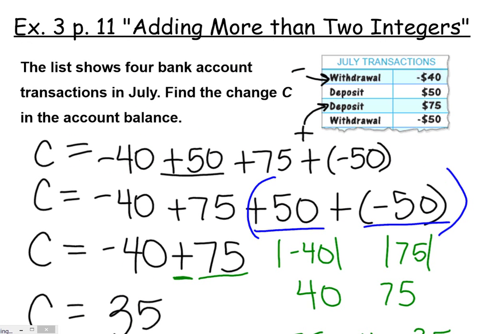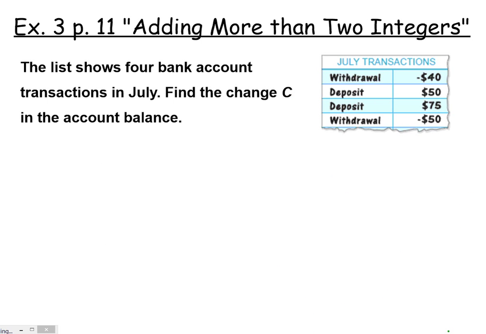Now in example 3, I have already worked it out. Let me undo this and let's start fresh. Example 3 on page 11 says adding more than 2 integers. The list shows 4 bank account transactions in July. Find the change or C in the account balance.